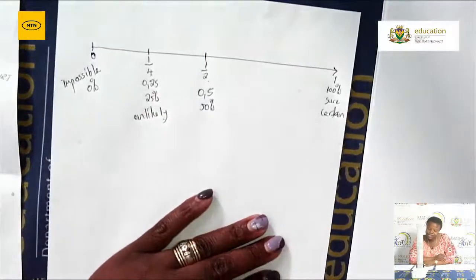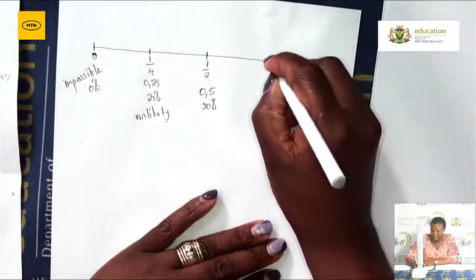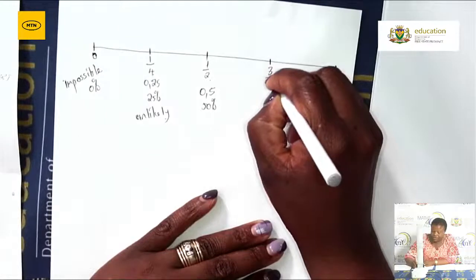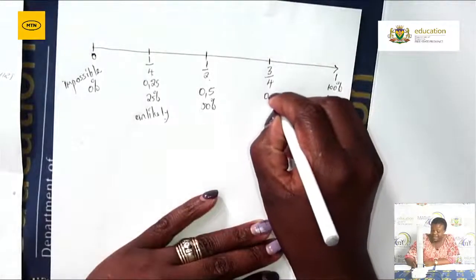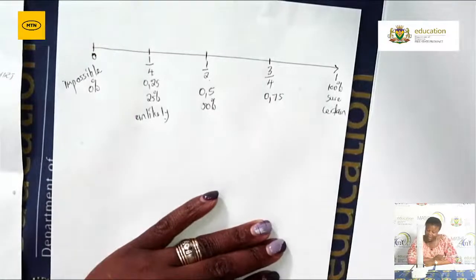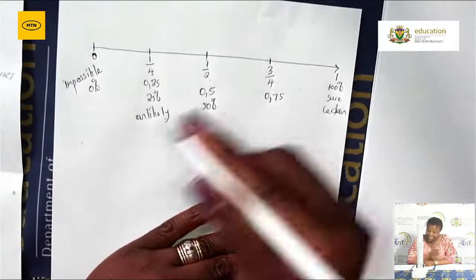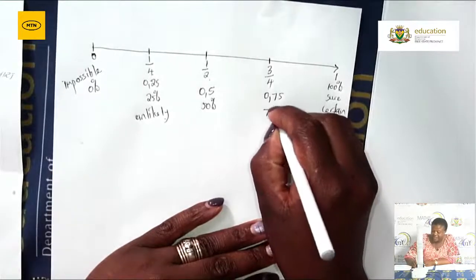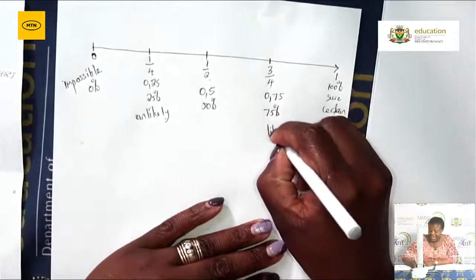And then we move to the next level, which is between half and 1. Between half and 1, we have 3 over 4, which is 3 quarters. So 3 quarters as a decimal is 0.75. And 0.75, we multiply it by 100, we get 75%. In here, the chances will be likely.